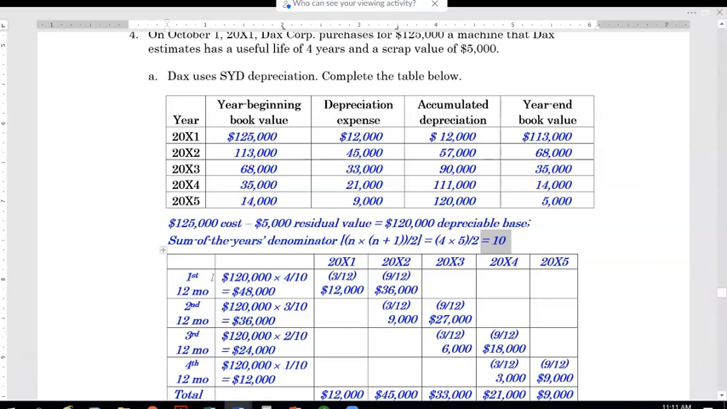calculating. So year 1 is my depreciable base of 120 times... how many months? When did we start? October, November, December. So 3 months. And then 9 months will be the next time. So depreciable base times, we know that the denominator is 10. And this is the first year.